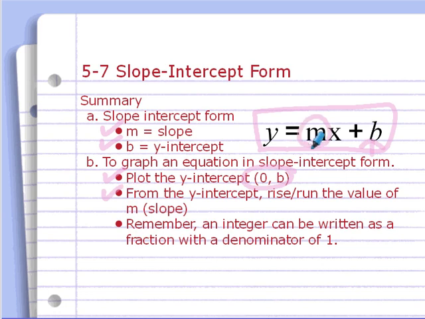Keeping in mind, if you have an integer, so our slope equals 5, that's the same as saying our slope equals 5 over 1. We'd rise 5 and run 1. So bring any questions you have to class, and thank you.